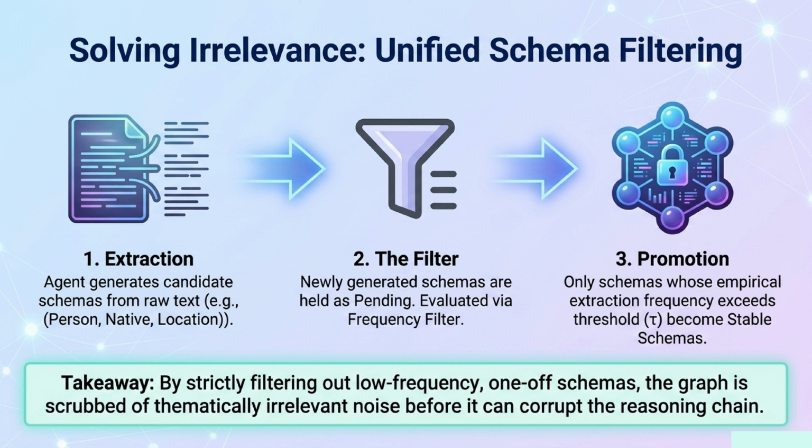How do we solve irrelevance? Through unified schema filtering. When an agent generates candidate schemas, they are held as pending and evaluated through a frequency filter. Only schemas that exceed a specific empirical extraction threshold are promoted to stable schemas. By filtering out low-frequency, one-off schemas, the graph is scrubbed of noise before it can ever corrupt the reasoning chain.